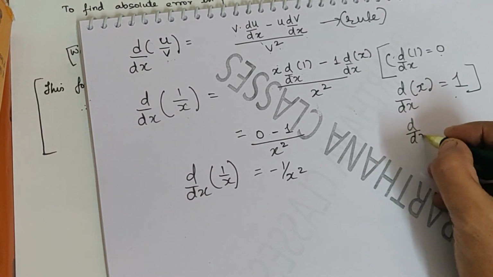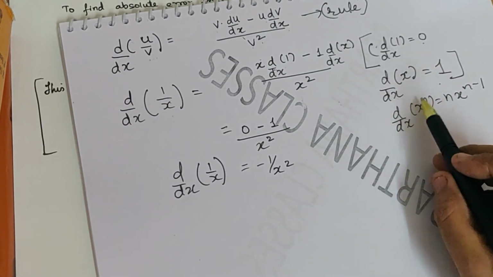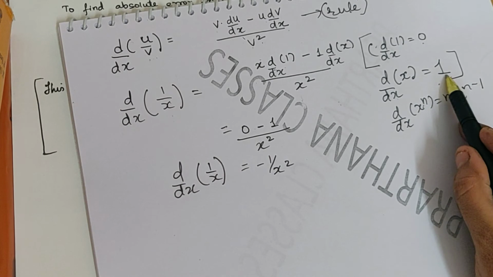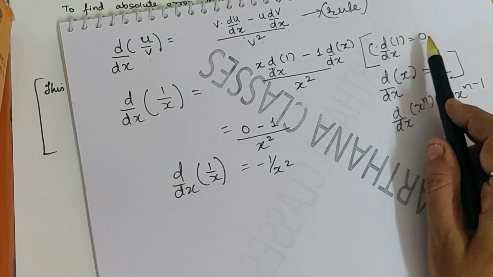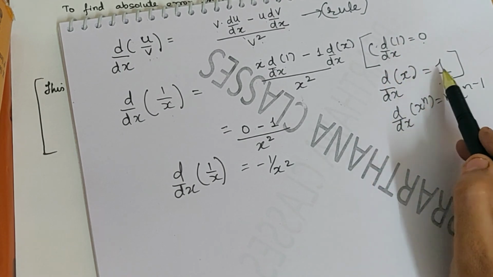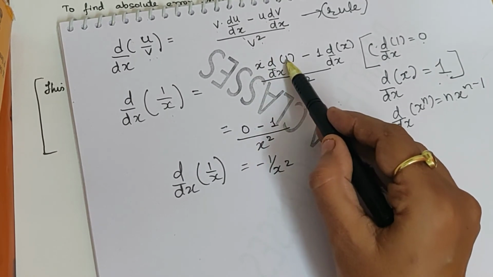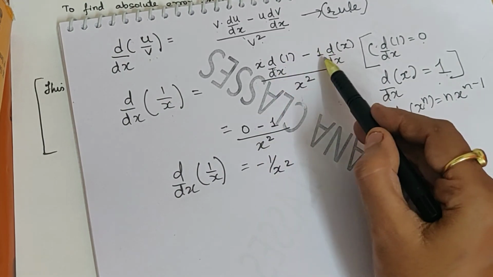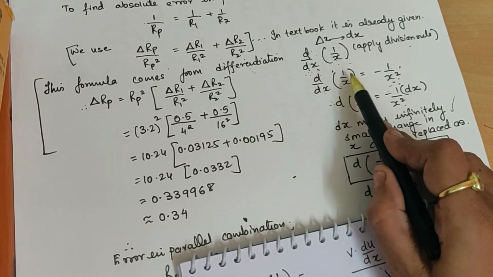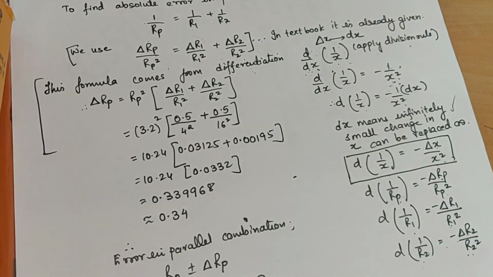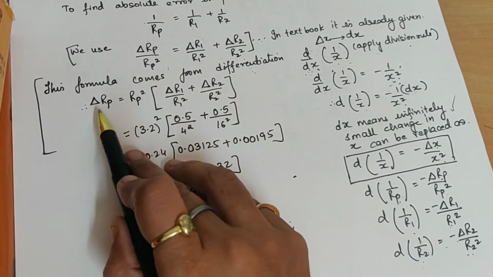Otherwise you have this formula, d/dx of x raised to n is equal to n x raised to n minus 1. Fine, so put it here n as 1, so you will get it. This value comes out to be 1. Fine. So for the time being, you remember that the derivative of 1 with respect to x is 0 and derivative of x with respect to x is 1. Put it here. See, this derivative of 1 is constant, so it is 0. So this becomes minus 1 upon x square. So here also we get the same term, d/dx of 1 upon x is minus 1 upon x square. Fine.